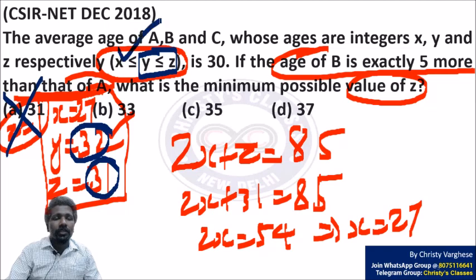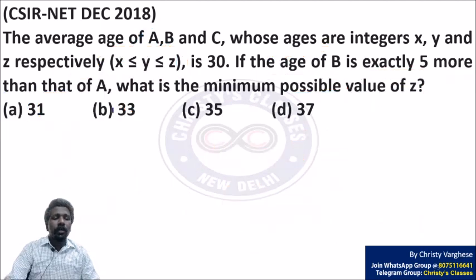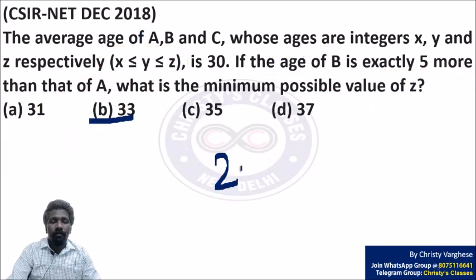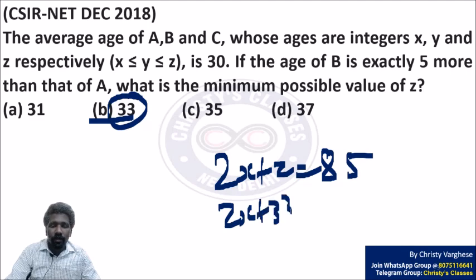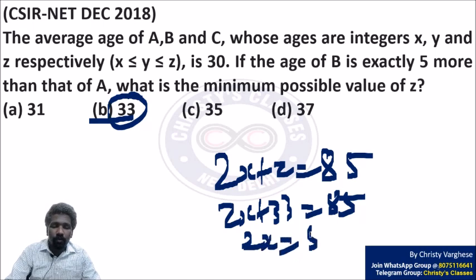This inequality is the most important thing to find the minimum possibility of z. So same way you have to try option B. The equation we have is 2x plus z is equal to 85. Option B gives z is equal to 33. So 2x plus 33 is equal to 85. 2x equal to 52. X is equal to 26.